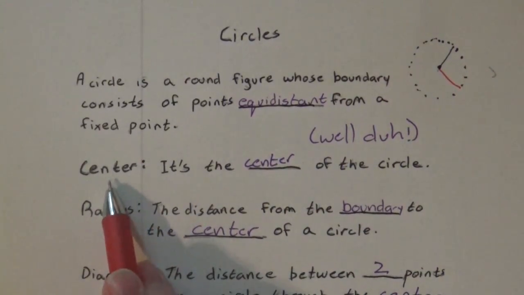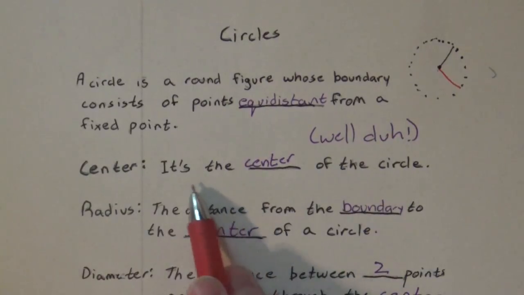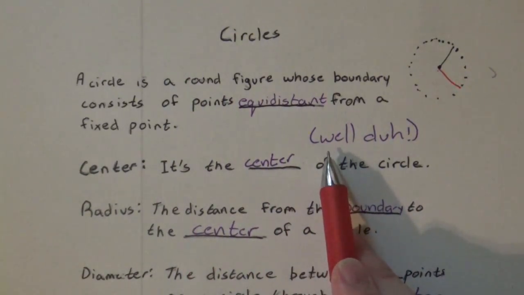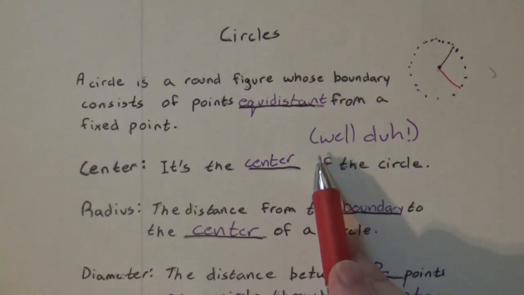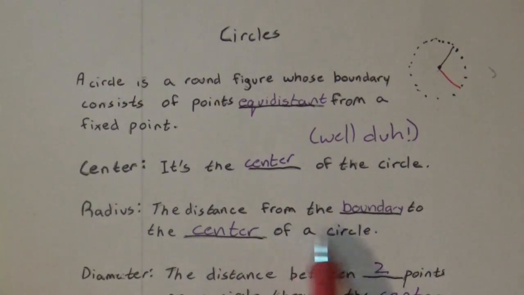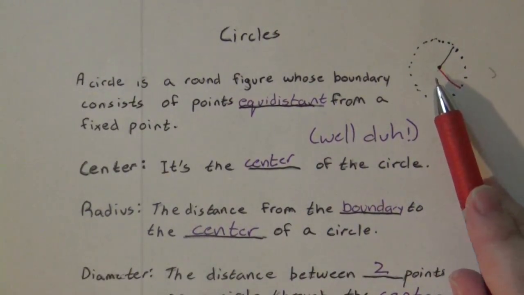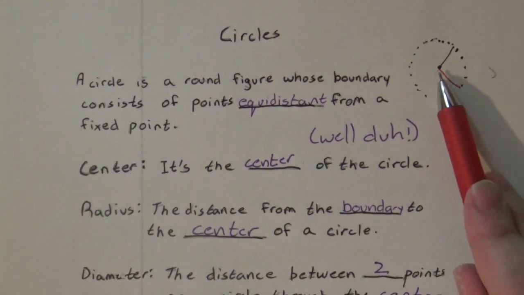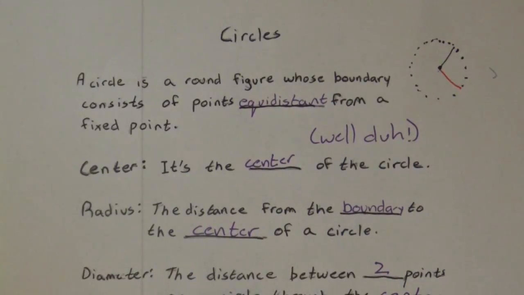Another definition. The center is the center of the circle. Well, that makes sense. Radius: it is the distance from the boundary to the center of the circle. We already kind of drew some of this. You have the center of the circle going to the boundary. That's what the radius is. It's from the center to the boundary.